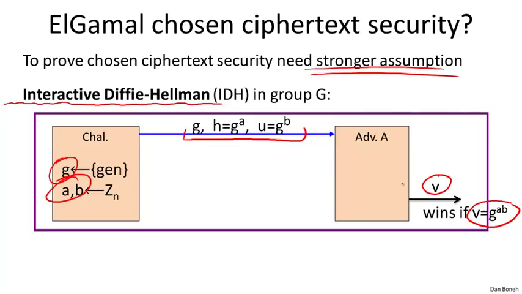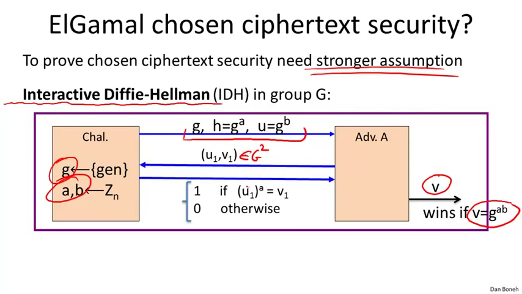Except in interactive Diffie-Hellman, we give the attacker a little bit more power. Because the attacker has more power, it's harder to satisfy the assumption, which is why we say that this assumption is stronger than computational Diffie-Hellman. Now, what is this power that we give him? We give him the ability to make queries. In particular, he gets to submit two elements from the group G. So (u1, v1) is a pair from the group G, and then he's told whether u1^a is equal to v1. He gets 1 if u1^a is equal to v1, and he gets 0 otherwise. It's kind of a bizarre type of query. Can this possibly help the attacker?